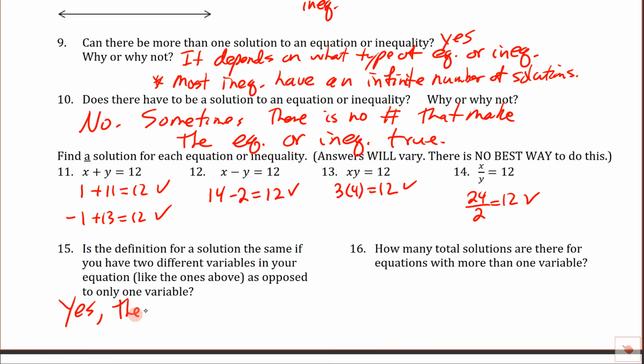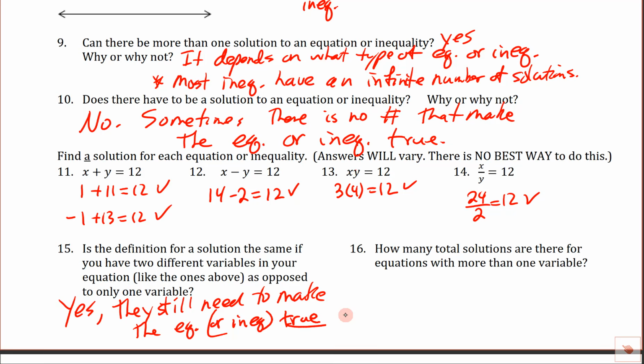They still need to make the equation true. So they still need to make the equation, and I'm going to put inequality here also, the equation or inequality true. The whole point is they've got to make the equation or the inequality true.